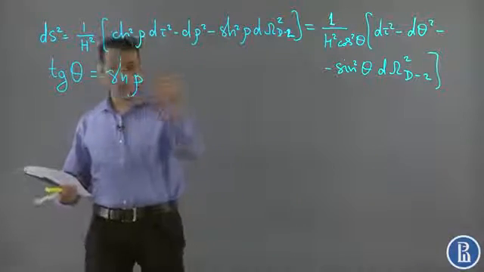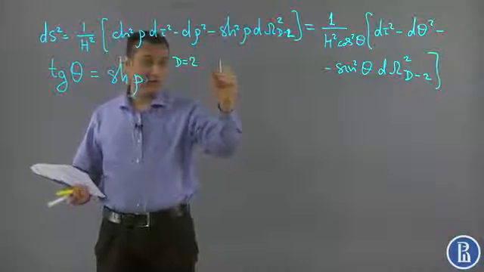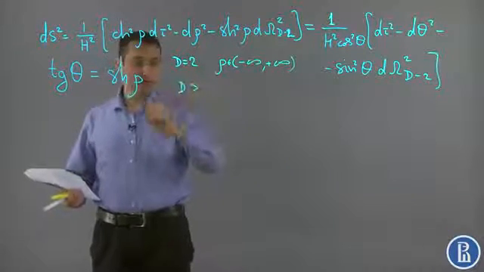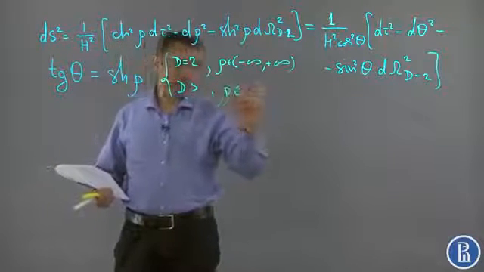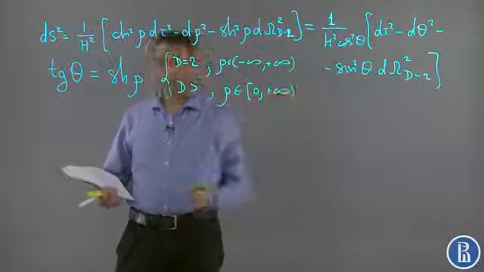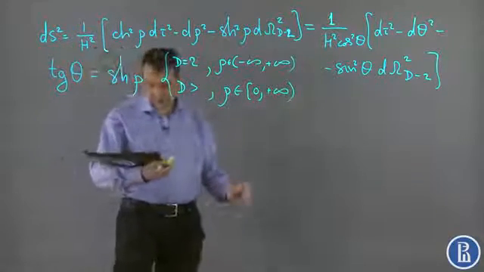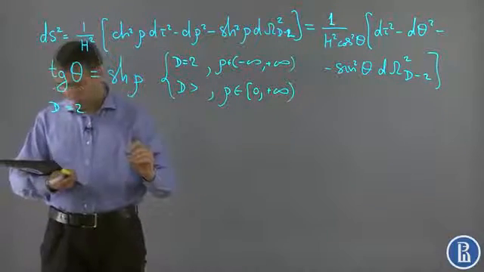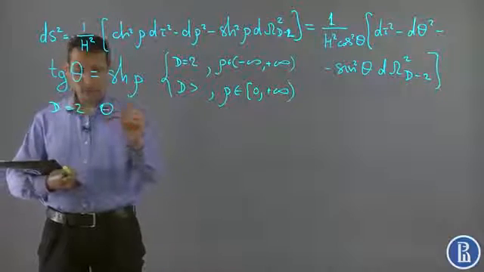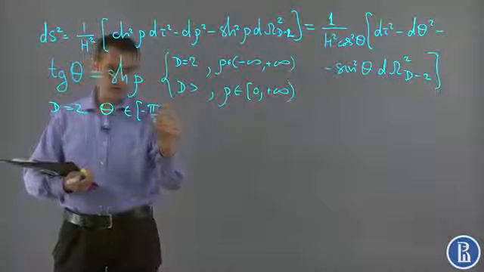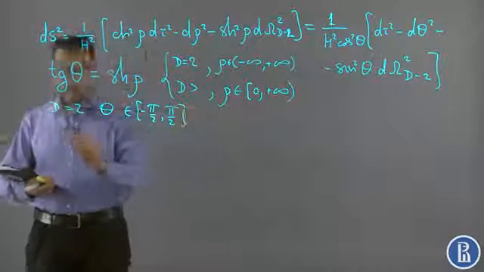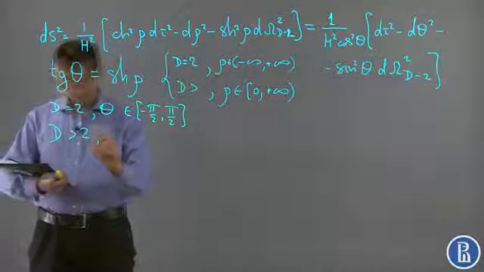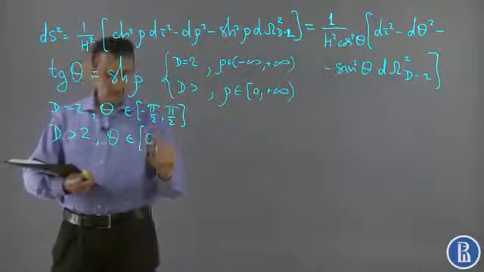So now one also has to consider the range of validity again. For d equals 2, rho is ranging from minus infinity to plus infinity, and for d greater than 2, rho is ranging from 0 to plus infinity. That, of course, imposes a difference from the case of d equals 2. So if we have d equals 2, then theta is ranging from minus pi over 2 to pi over 2. And for d greater than 2, theta is ranging from 0 to pi over 2.